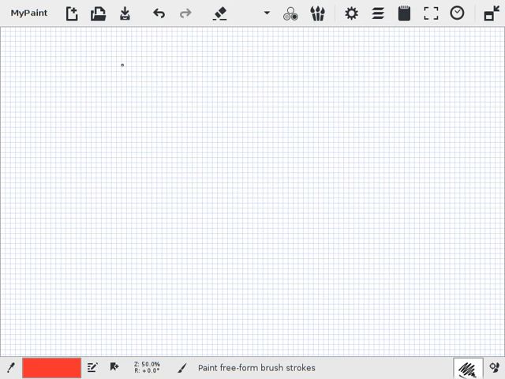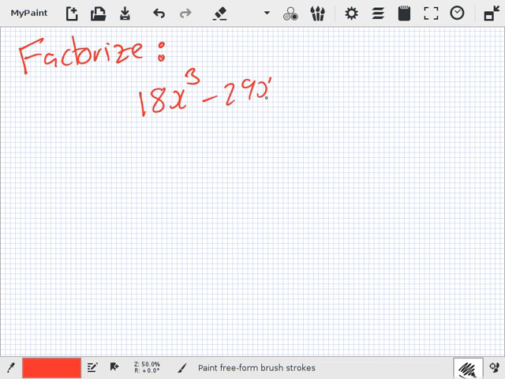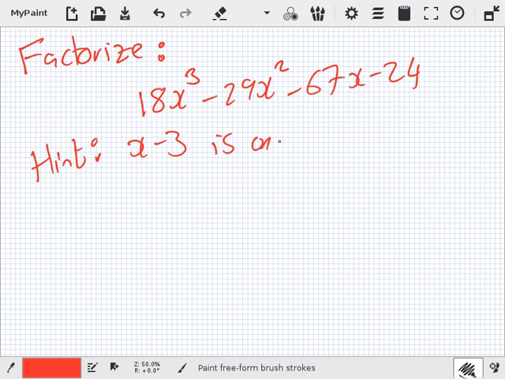This one's again a little bit harder. So I say factorize 18x cubed minus 29x squared minus 67x minus 24. And the hint is x minus 3 is one of the factors.